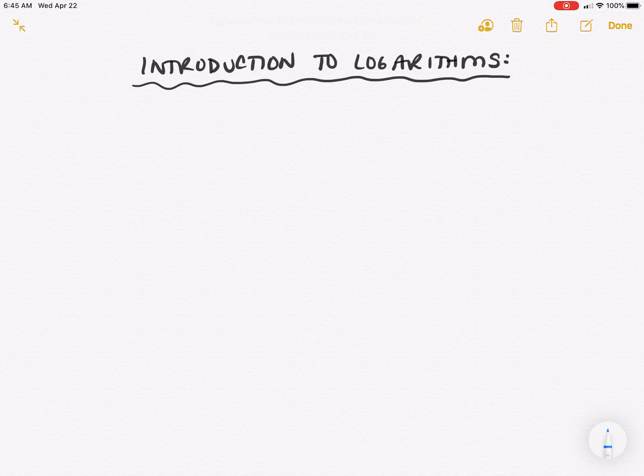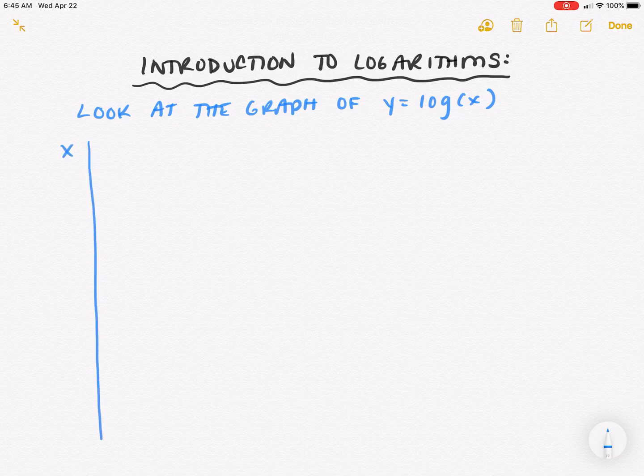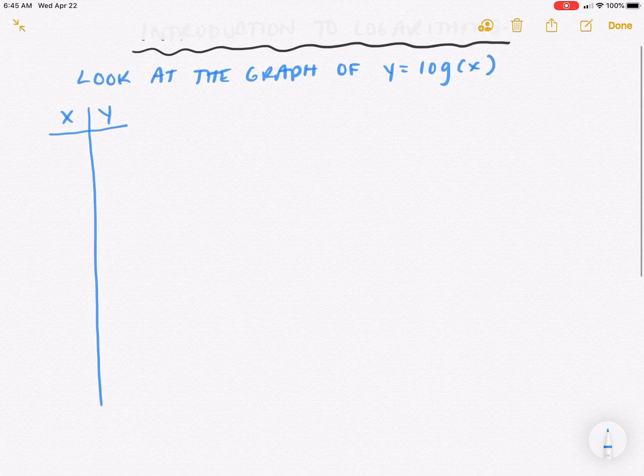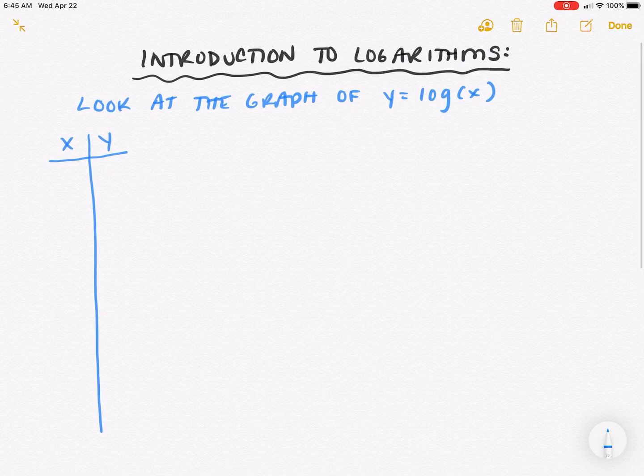I want to begin by looking at the graph of a logarithm. So we are going to look at the graph of y equals log of x. I like looking at the graph because it lets me see that behavior. It gives me some insights about the function and the way that it behaves. So over here, I'm going to make a big XY table, and then over here we're going to sketch what the picture looks like.